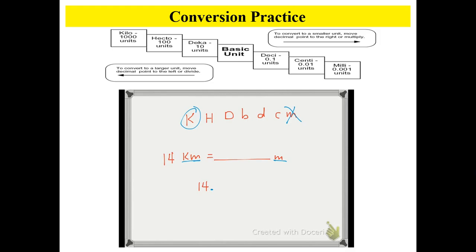So that goes here. 1, 2, 3. Stop at the base unit. 3 spots to the right. Move my decimal point. 1, 2, 3 spots to the right. Fill the zeros in the holes. If there's nothing at the end, I don't need my decimal point, and I can rewrite my answer on the line. 14 kilometers equals 14,000 meters. That's a lot of meters. Let's move on to number 5.